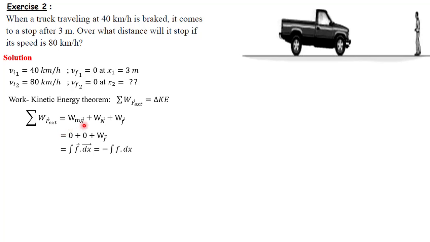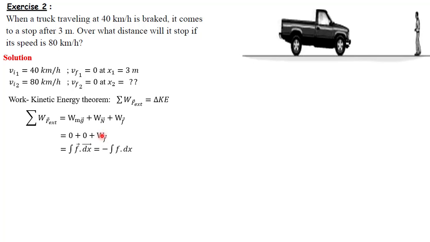What are now the forces that are acting parallel to displacement? We just have friction. So the work done by mg will be equal to 0 and the work done by the normal reaction will be equal to 0, because mg and N are both vertical forces and they are perpendicular to displacement. So their work will be equal to 0 and there only remains the work done by friction.